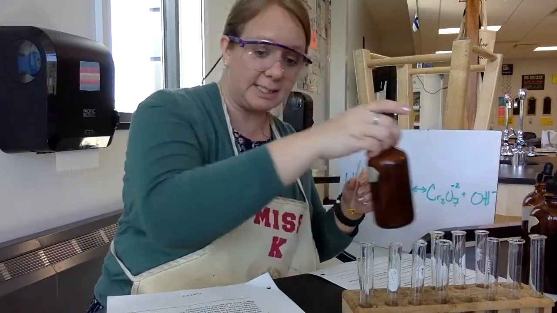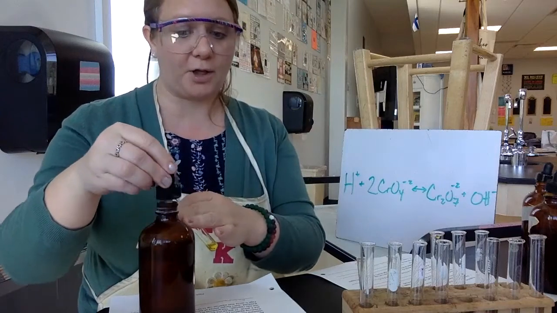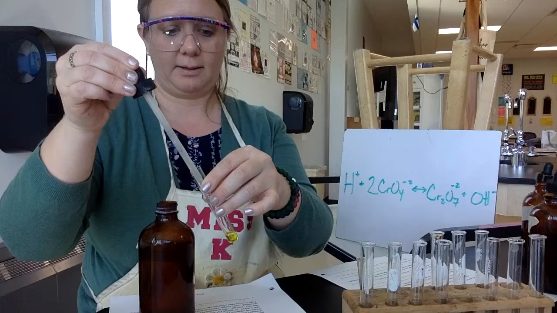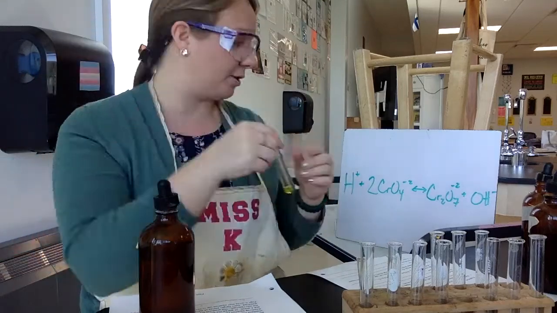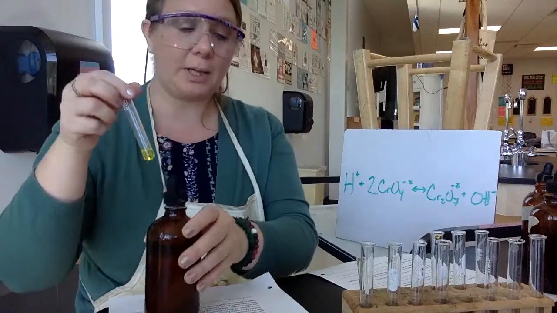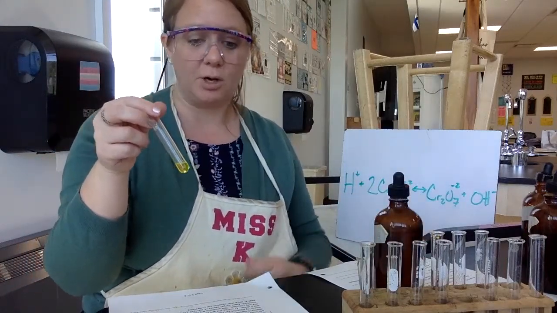So think about what you should notice. Will it stay yellow or turn orange? Think about that quick before I do it. I'm adding OH, and what do we see? It stayed that yellowy color, because remember, we added product, shifted to the reactant. So essentially, fill in the blank, I should have all chromate ions, CrO4 2-.